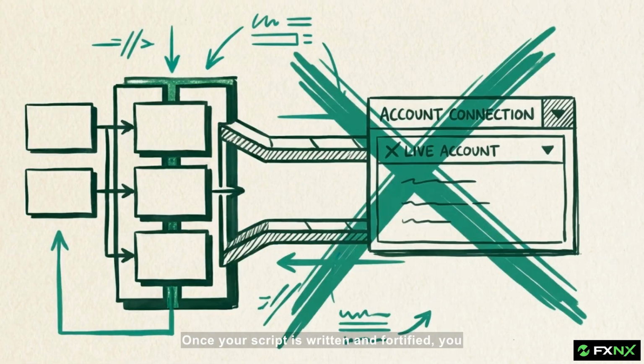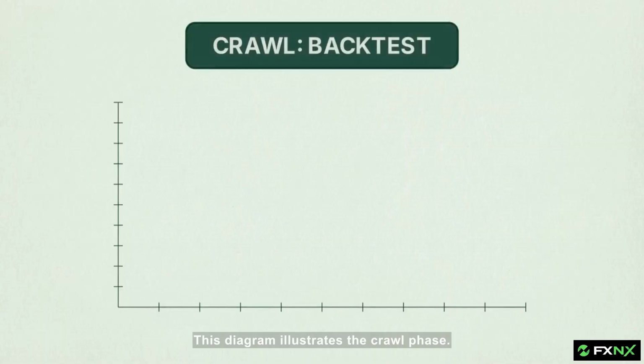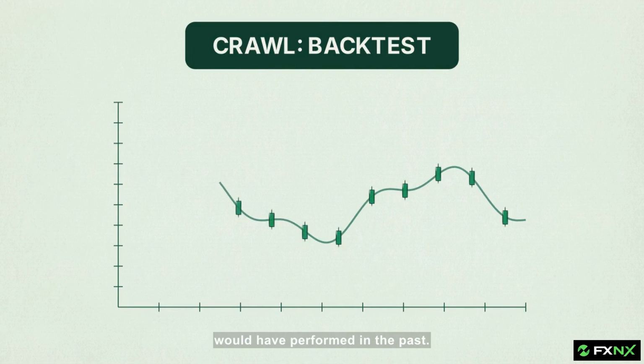Once your script is written and fortified, you never connect it directly to a live account. You follow a strict 3-phase deployment protocol to test its viability safely. This diagram illustrates the crawl phase. Here, you validate the core logic by backtesting the script, running it against years of historical market data to see exactly how it would have performed in the past. If the historical results are positive, you move to the walk phase.